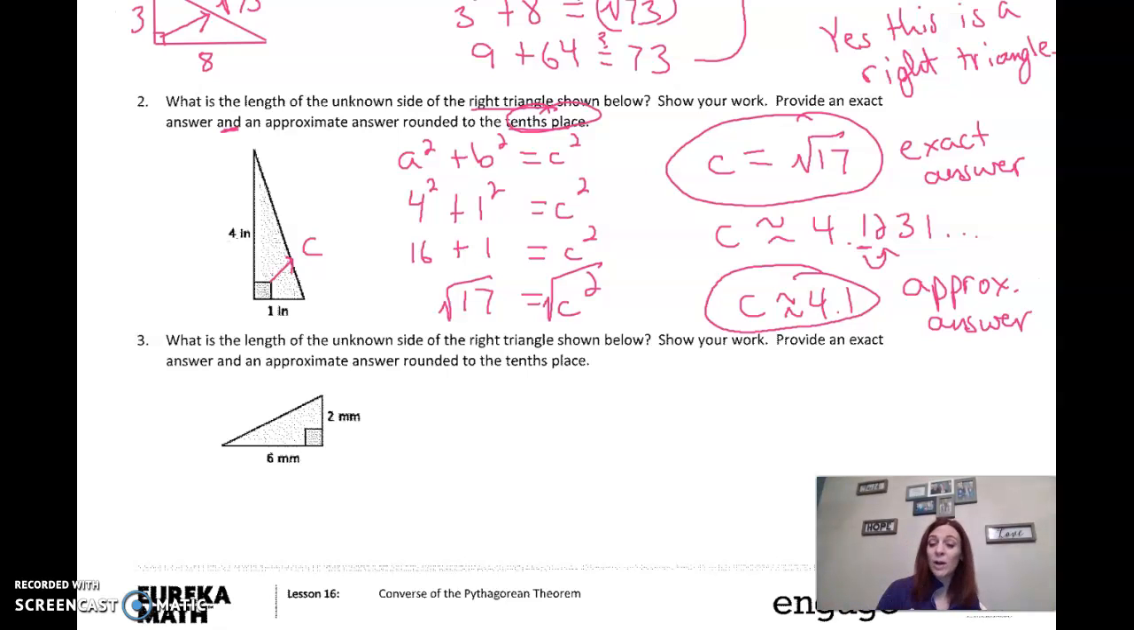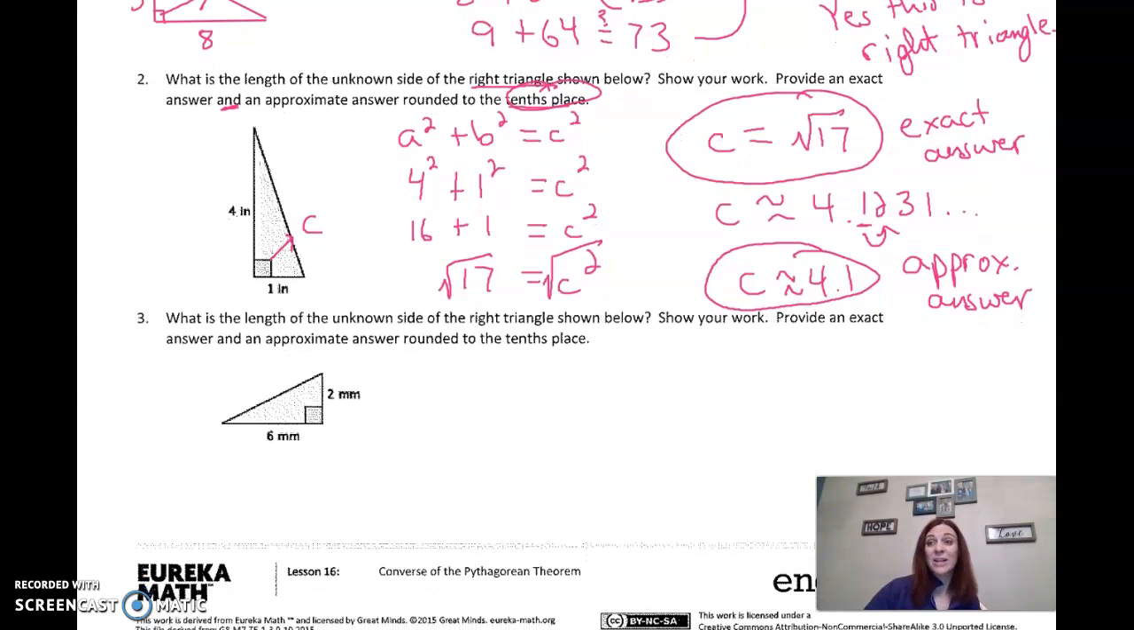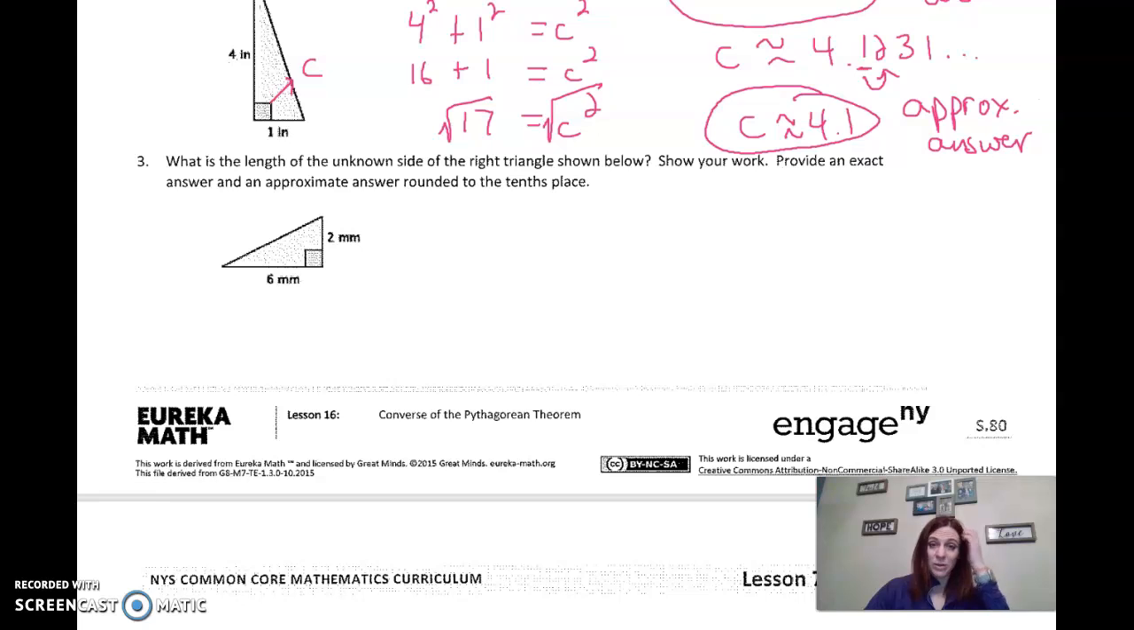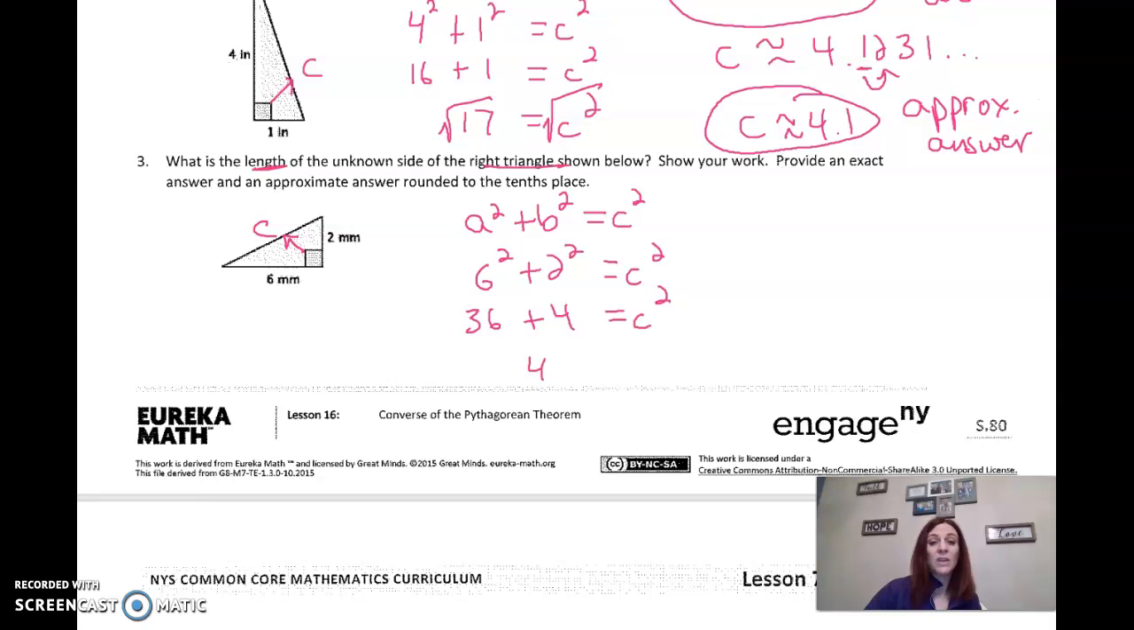Okay, so again, read the questions. Make sure you're answering what the question is asking. One more example here. What is the length of the unknown side in the right triangle shown below? Length, right triangle, Pythagorean theorem. Show your work, provide an exact answer and an approximate answer. So again, real quick, because this is just like the last one, I find my C. Very important to do. So we have 6 squared plus 2 squared is equal to C squared. 6 squared is 6 times 6, which is 36. 2 squared is 2 times 2, which is 4, is equal to C squared. That's 40.